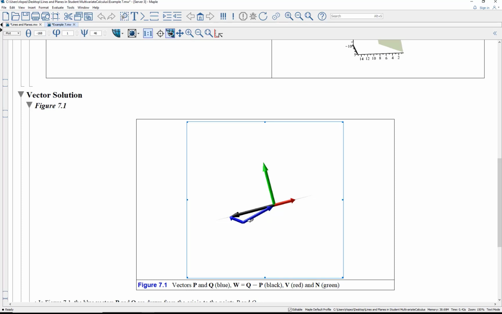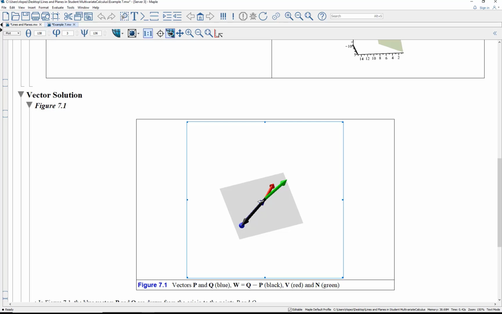These 2 blue vectors are the position vectors P and Q. There's your origin here. By subtraction, you create this vector W. So W is this black vector. The red vector is V. It's that given direction. They look almost collinear, but they're not.